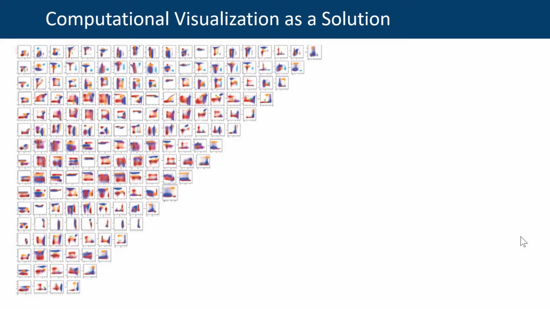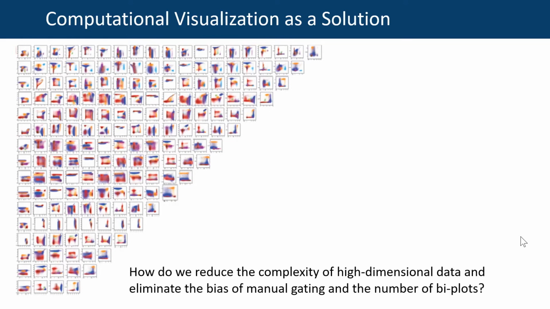We already talked about what's on the left-hand side of the screen. That's the combination of all of my parameters versus each other. So how do we reduce the complexity of what we see on the left-hand side of the screen and eliminate the bias of manual gating and the number of the bivariate plots? And that's where these computational visualizations come in.